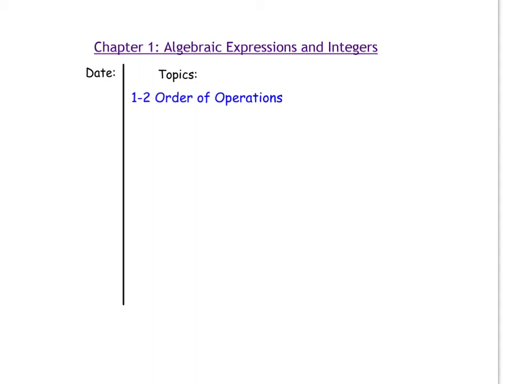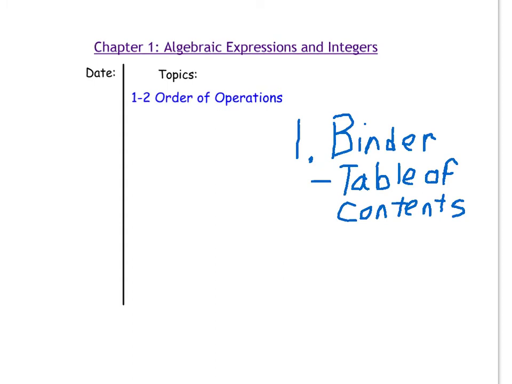So to start, the first thing I want to make sure you have out is your binder, and then in your binder you should have the table of contents. And in your table of contents, you can write down today's date and you can write down 1-2 order of operations.